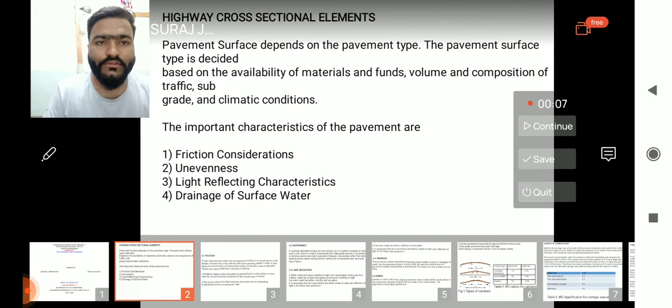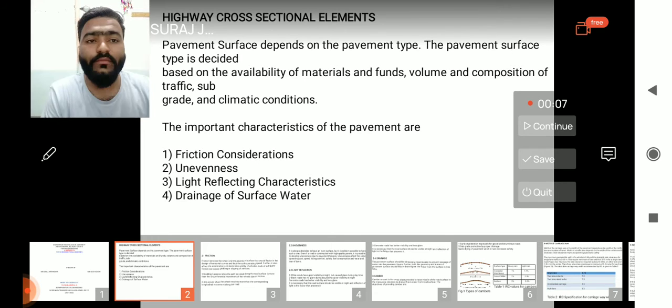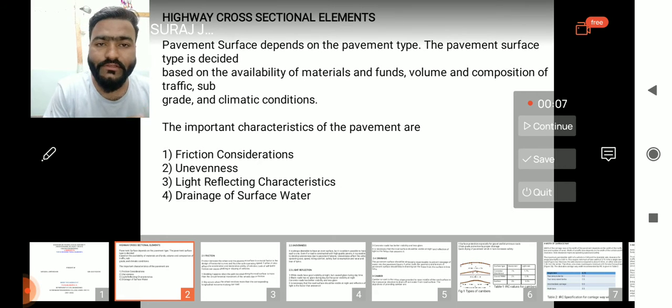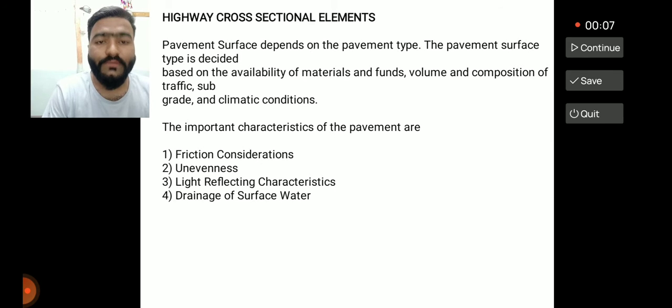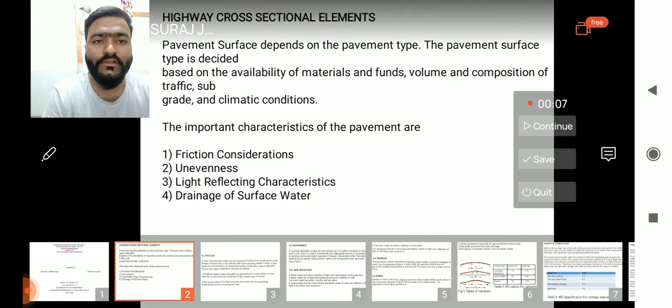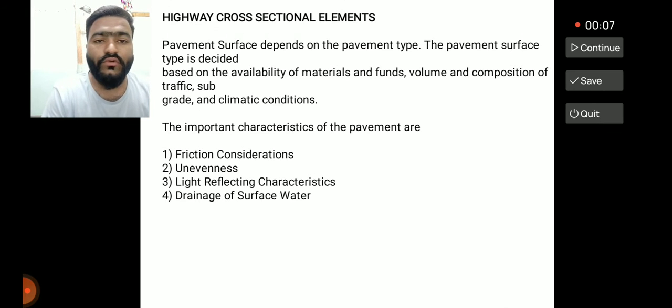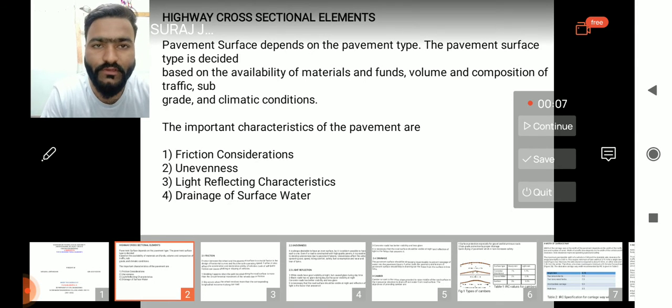So here, highway cross section elements. There are four types of elements. There is pavement surface, which depends on the pavement type. The pavement surface type is decided based on the availability of materials and funds, volume and composition of traffic, subgrade and climate conditions. The important characteristics of pavements are friction considerations, unevenness, light reflecting characteristics, and drainage of surface water. So cross-sectional elements are divided into four types.